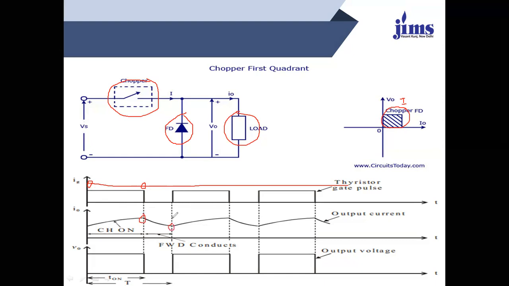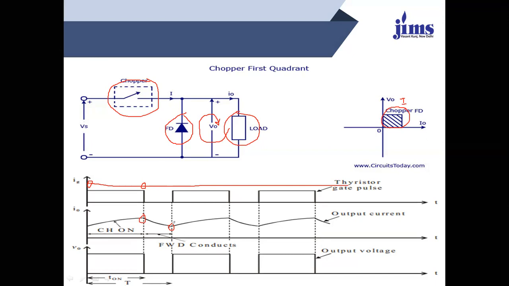So the current across the load will continue while the switch is turned off. The flow of the current will be moving like this. It will be flowing like this and will be continuous in the process. So the freewheeling diode will conduct during this moment.